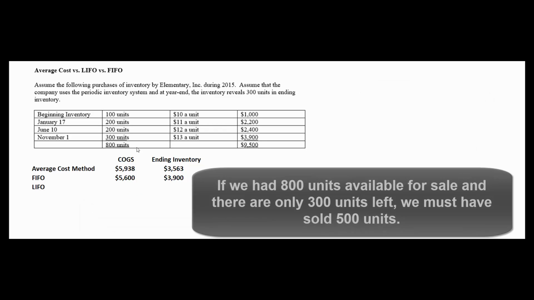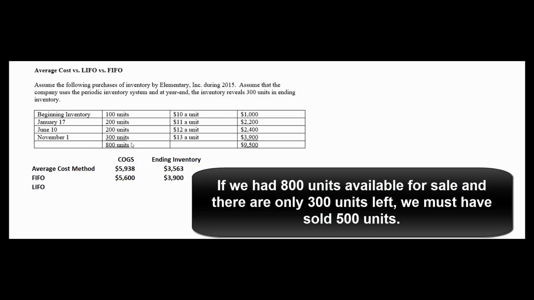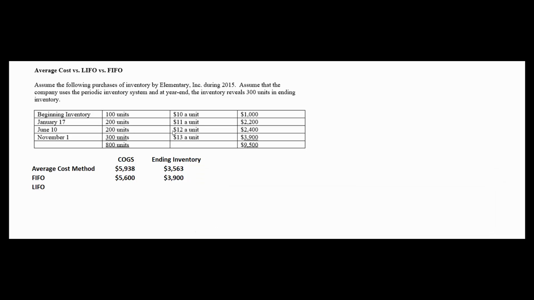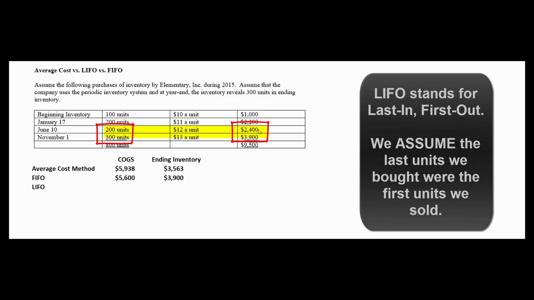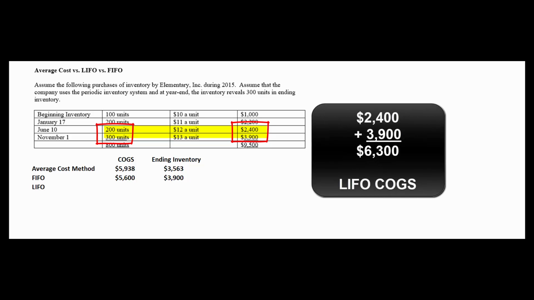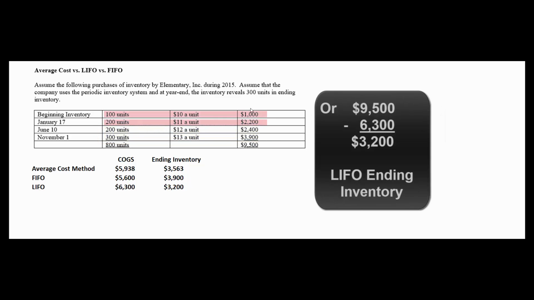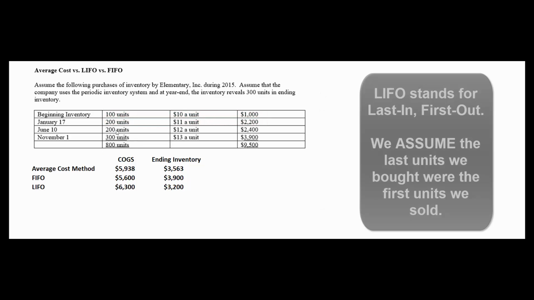How many units did we sell? We had 800 units available for sale. There were 300 units left. We must have sold 500 units. We must have sold this layer of 300 plus this layer of 200. That must be the 500 units that we sold. So our cost of goods sold is this 2,400 plus the 3,900, or 6,300, and the remaining inventory are these two layers here. Last in, first out assumes the last units we bought were the first ones we sold.